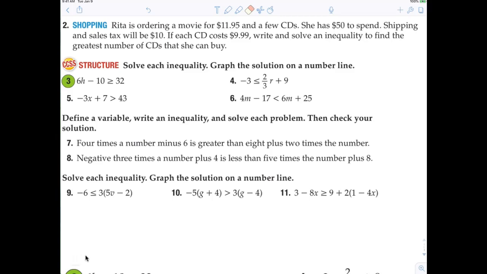So 15 minus 11.95, and then the answer to that problem, after that we put parentheses around it, and then divided by 9.99. That's close. Come on. What are you thinking? How much for a movie? How many are you buying? 1. So right now you've spent $11.95. How much for a CD? Hold up. Okay, how much for a CD?